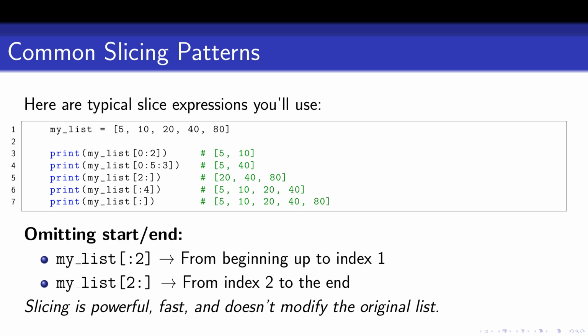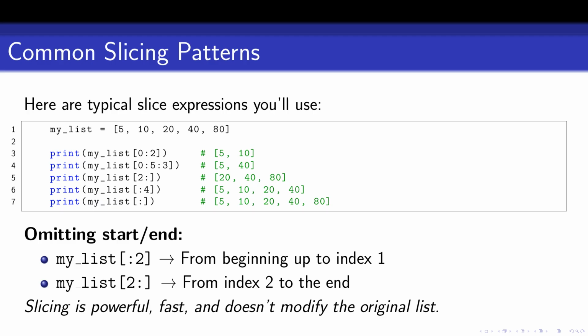There are a number of common slicing patterns that you'll find useful across many Python programs. These include slicing from the start up to a certain index, from a certain index to the end, or selecting the entire list using a colon in square brackets. You can also combine start, end, and stride to extract more complex segments, such as 0:5:2 to get every second element from the first 5.